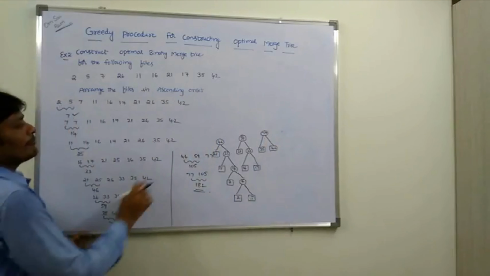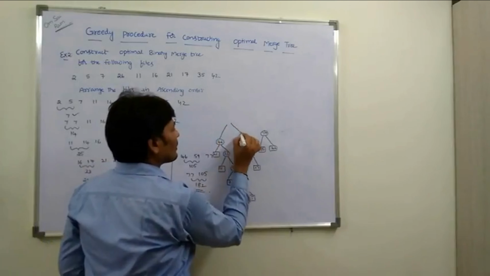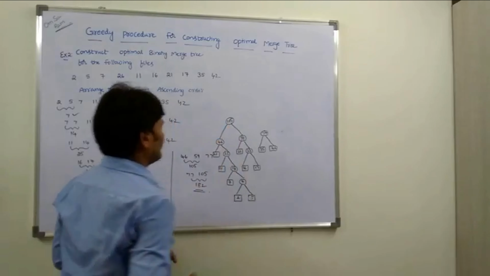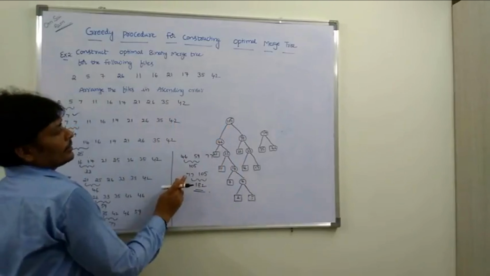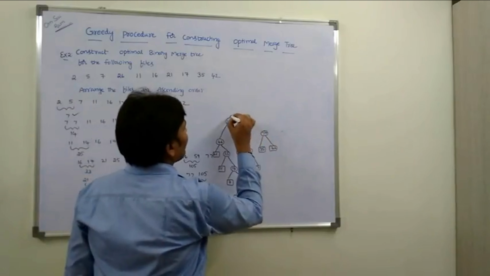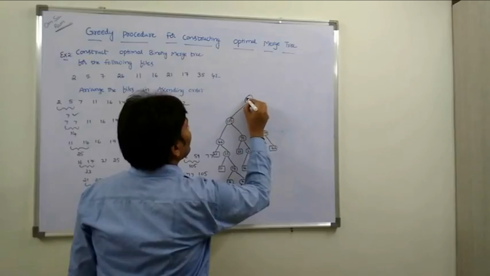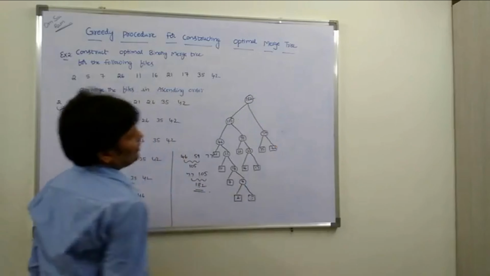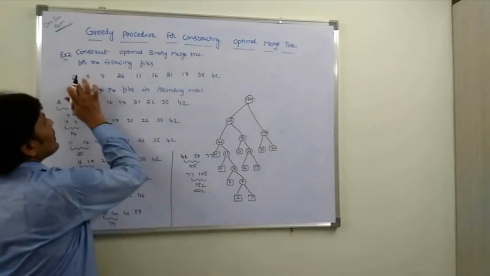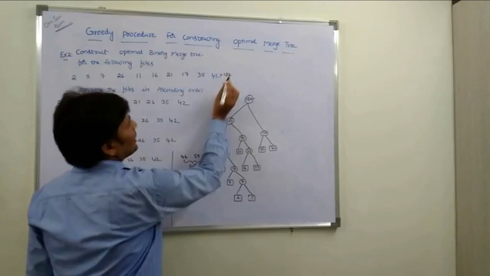Next we are merging 46 and 59. So 46 and 59 we are merging, we are getting 105. Next we are merging 77 and 105. Now we are getting 182. So this 182 is nothing but the sum of all the input files, that is equal to 182.